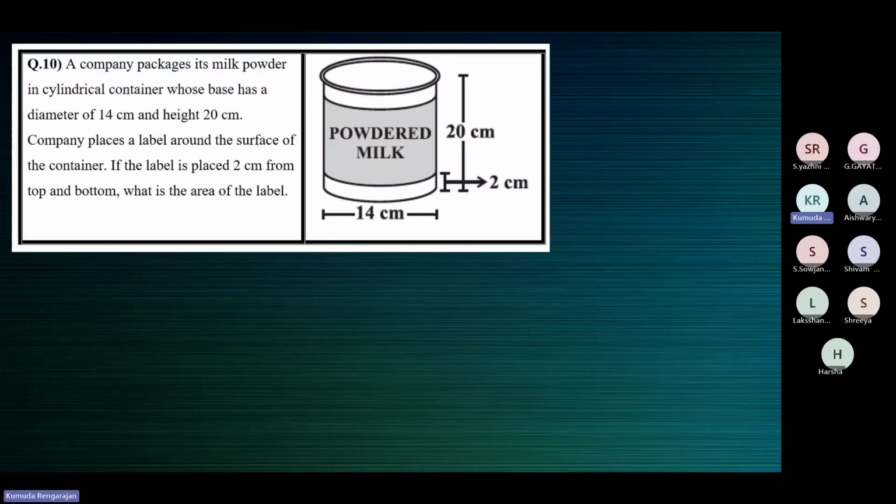A company packages its milk powder in a cylindrical container whose base has a diameter of 14 centimeters and height 20 centimeters. The company places a label around the surface of the container. If the label is placed 2 centimeters from the top and the bottom, what is the area of the label?